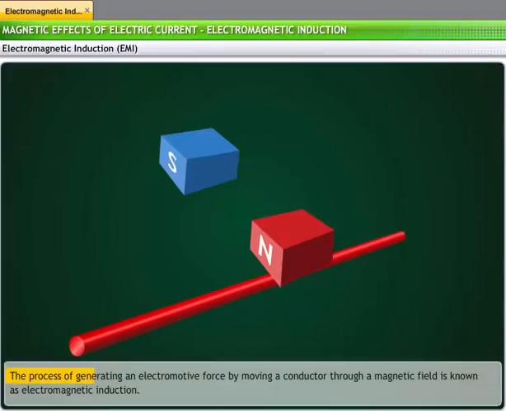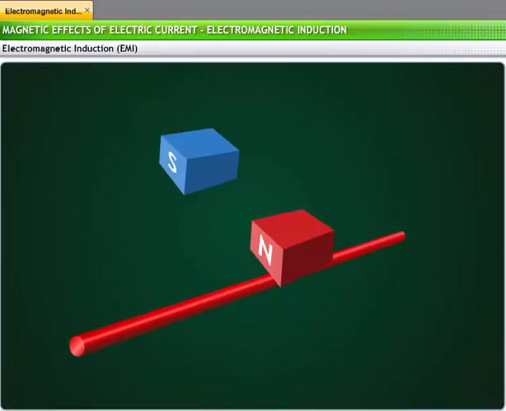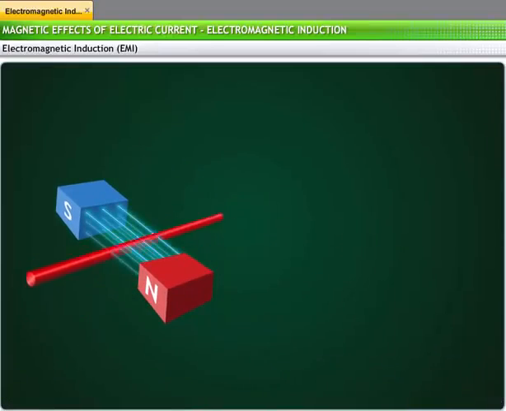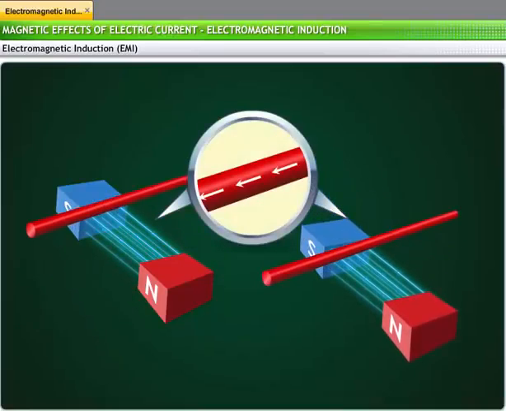This process of generating an EMF in a conductor by moving the conductor through an external magnetic field is known as electromagnetic induction. When a conductor is moved in a magnetic field or kept in a fluctuating magnetic field, the magnetic flux linked with the conductor changes. This change in magnetic flux induces an EMF across the conductor. The EMF generated in this way is called an induced EMF, and the resulting current is called an induced current.